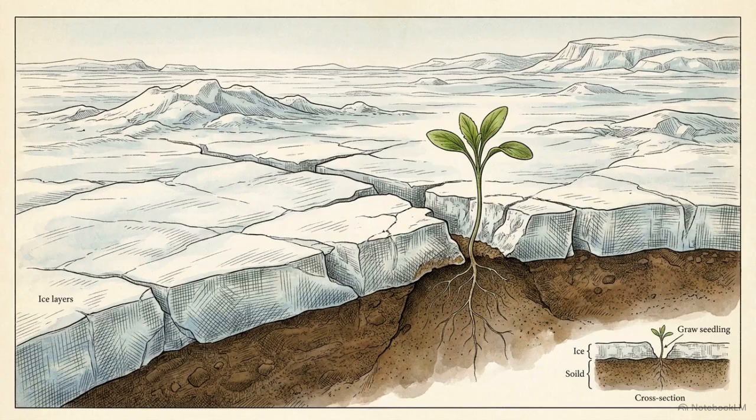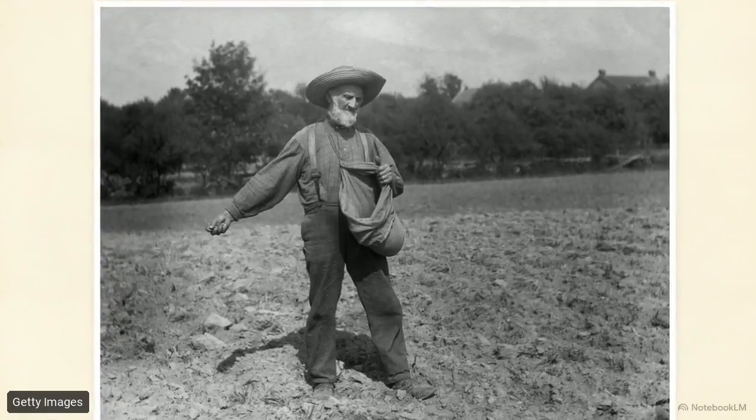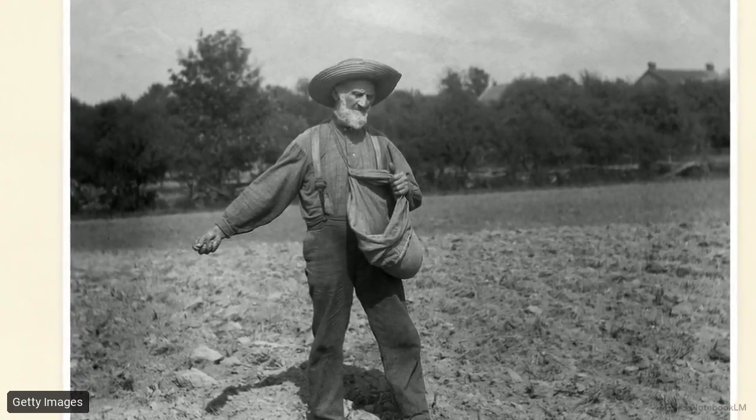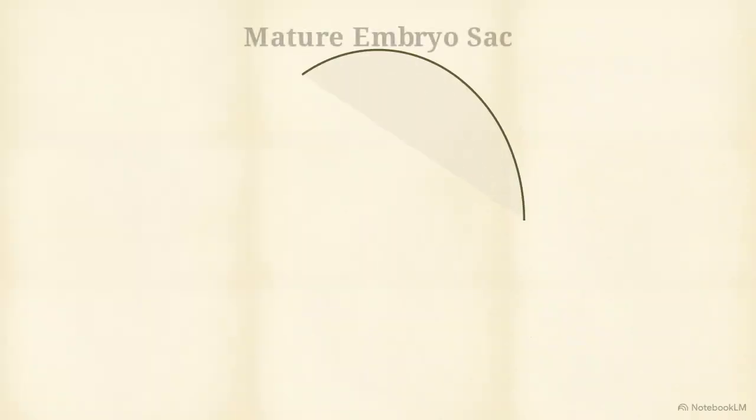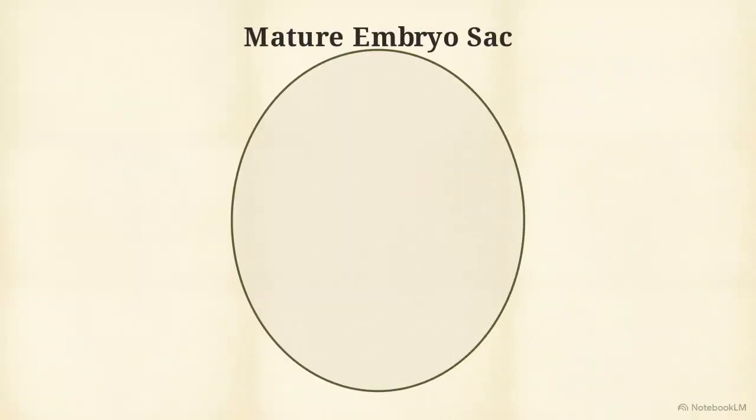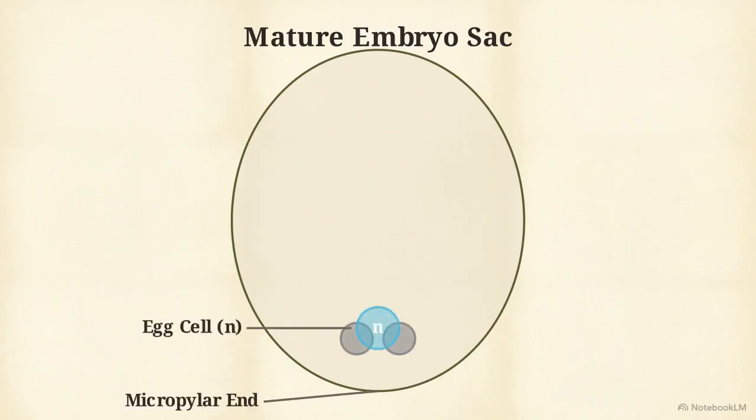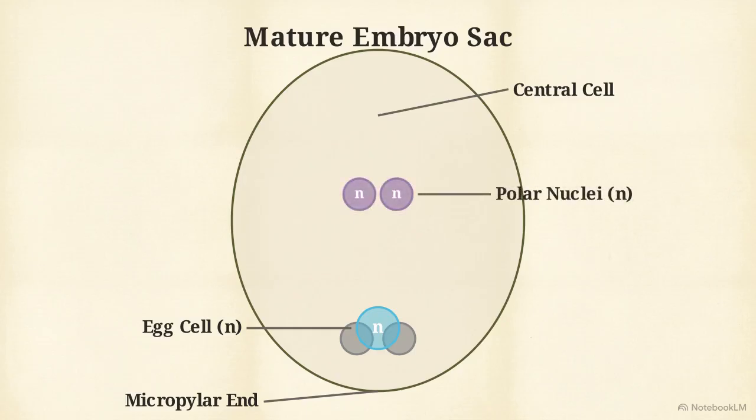Understanding the mechanics of this sequence, from cellular fusion to metabolic dormancy, explains how plants survive environmental extremes and forms the basis for how we grow food today. This schematic cross-section maps the terrain of the mature embryo sac. At the micropylar end is the egg apparatus, containing the egg cell. Further up, located in the middle of the large central cell, are 2 distinct polar nuclei.